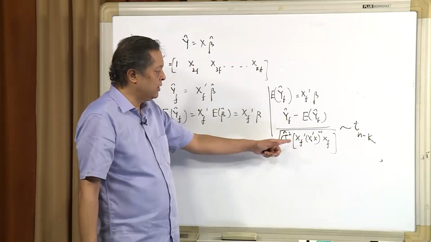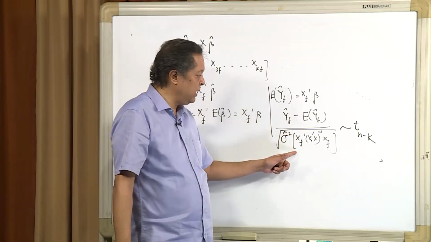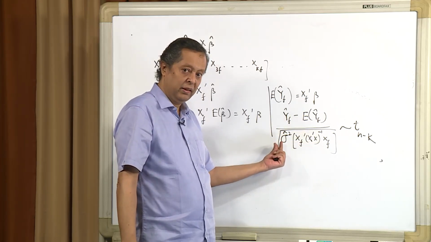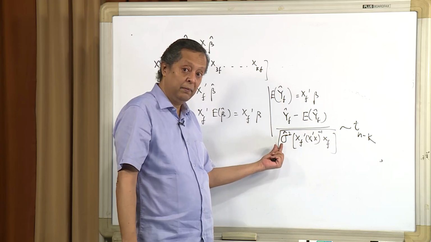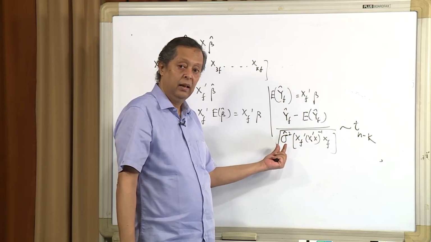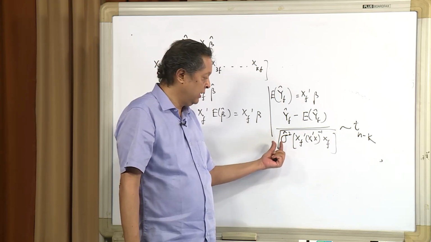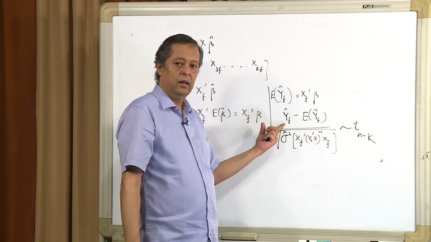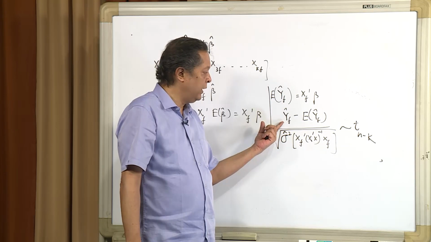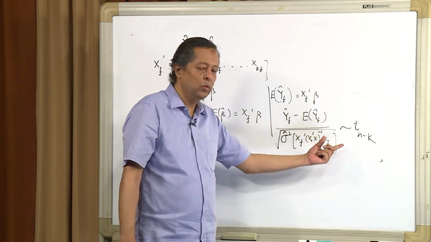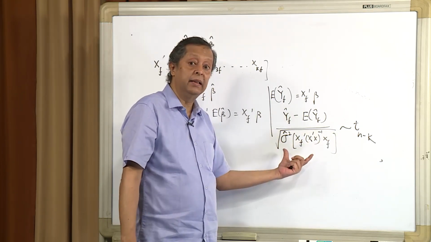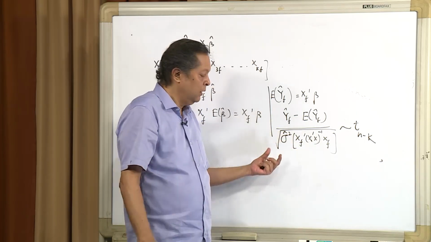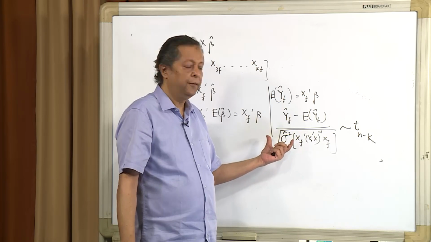So, the variance of this is now x_f prime (X'X) inverse x_f premultiplied by sigma square, but estimate of that is sigma square hat, which is again RSS by n minus k, and the square root of that is nothing but the standard error of y f hat. So, this is what we use as the predictor, and we can express the confidence interval for the predicted value of y f.